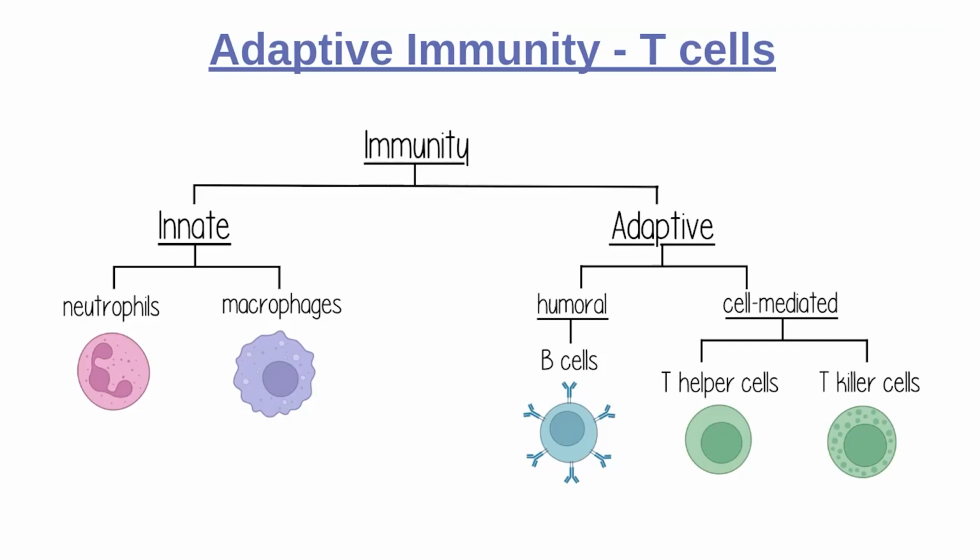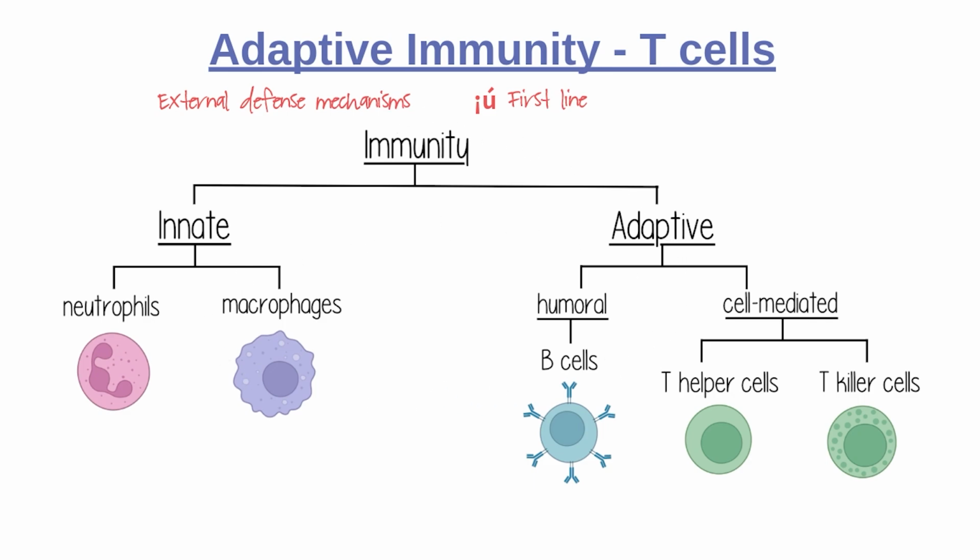Hello everyone and welcome to this lesson on adaptive immunity, T cells. As you may know, our surrounding environment is full of organisms that may potentially be harmful for us. As such, we have some external defense mechanisms that act as a first line of defense to protect us. If, however, there is a breach in those external barriers, then our internal immunity will come into play.